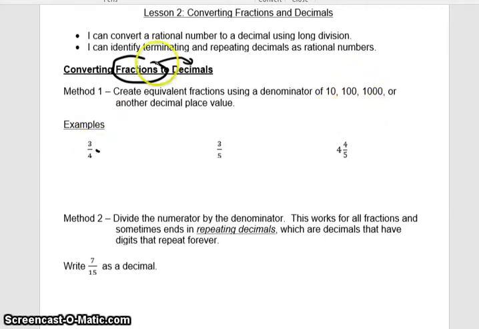So for example, I'm looking at 3/4 and I'm like, hey, you know what? 4 won't fit into 10, but it will fit into 100. So 4 times 25 is 100, which means 3 times 25 gives me 75. And there it is, 75 hundredths. So I can just write it out as a decimal: decimal 75, and the 5 is in the hundredths.